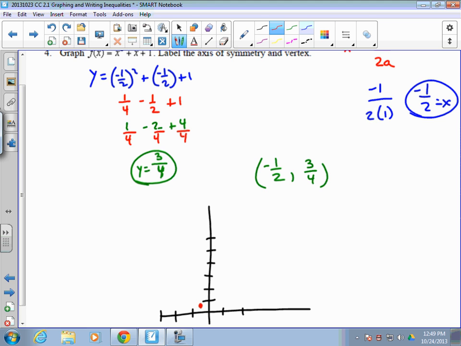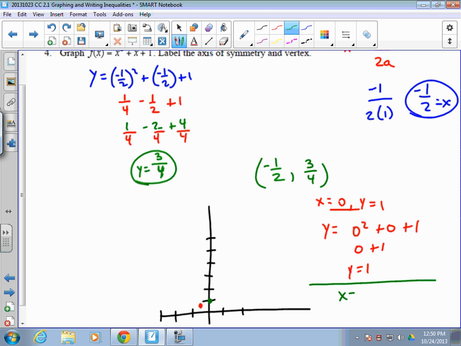So use 0 as your next x value. So when x is 0, plug it in. Y equals x's value. Y equals 0 squared plus 0 plus 1. So 0 plus 0 plus 1, y equals 1. So when x is 0, y is 1. So that's your second point, y is 1.